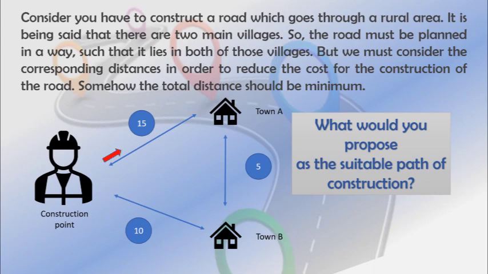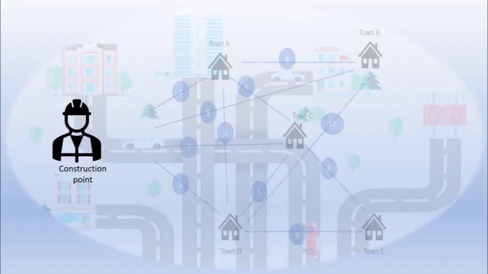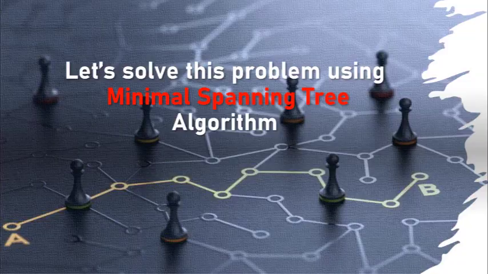Is it from the construction point to town A, then to town B, which gives you a total of 20 kilometers, or is it the other way around, which gives you only 15 kilometers? Pretty easy, right? The road with 15 kilometers is the best. But what if the problem contained many alternatives, many houses, many connections? If you can do this in your mind, you are a real genius. If you can't, let's move on.